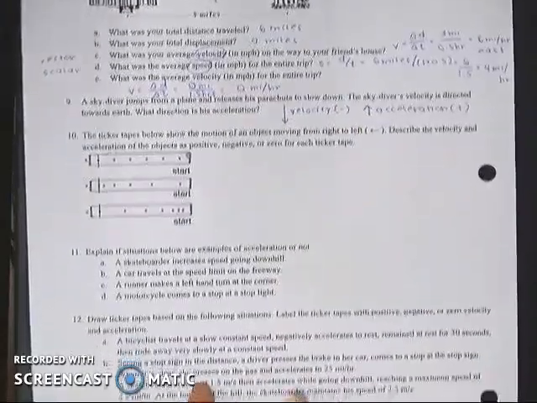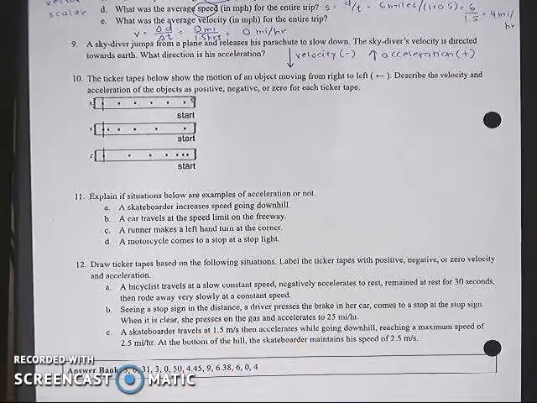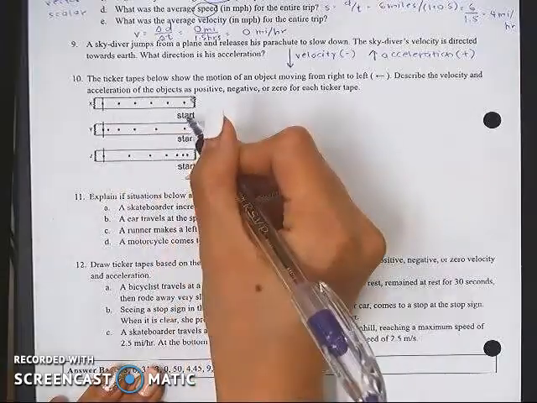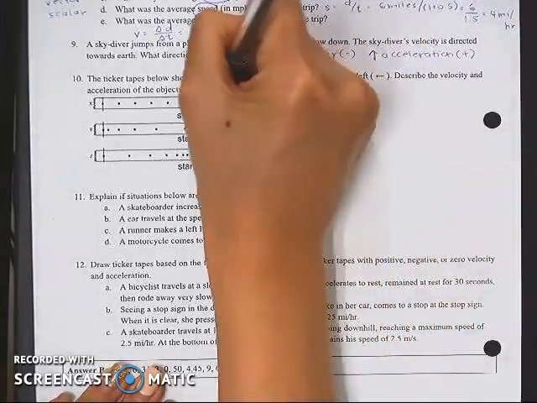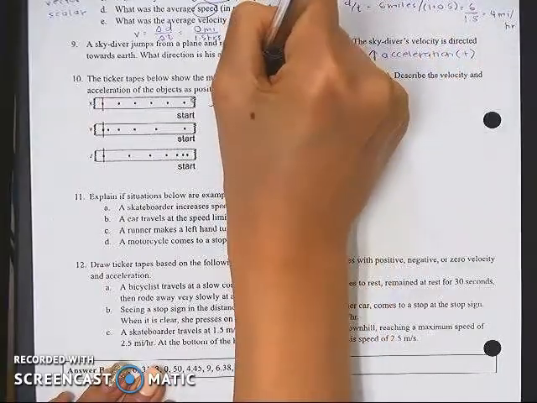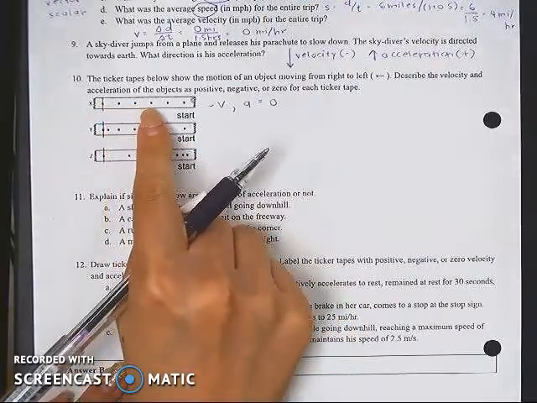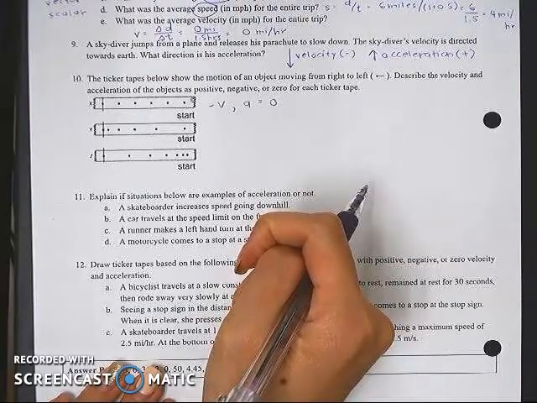Number 10. The ticker tapes below show the motion of an object moving from right to left. Describe the velocity and acceleration of the objects as positive, negative, or 0 for each ticker tape. These objects are moving from right to left, so that's what the start is telling us here. Let's start with X. We see that the velocity must be negative because it's moving from right to left. The acceleration is 0 because the dots are evenly spaced, so it's moving at a constant velocity. And if it's at a constant velocity, acceleration is 0.